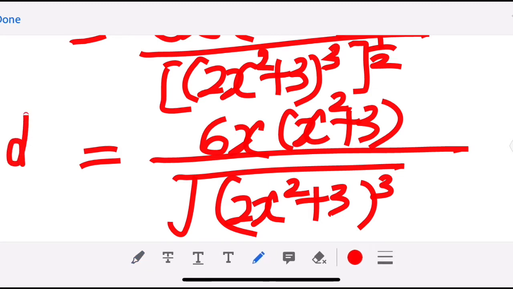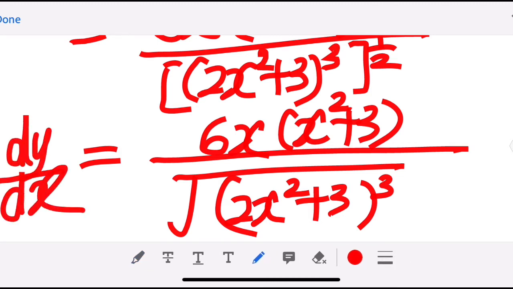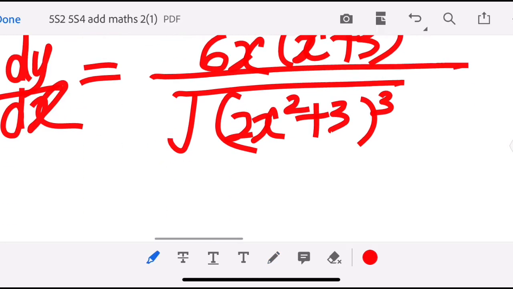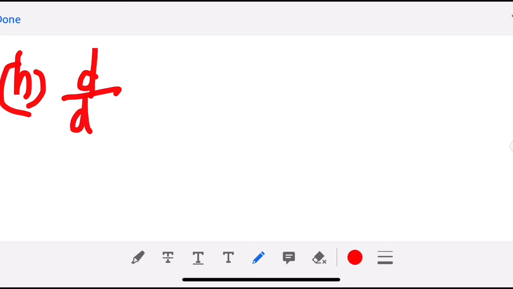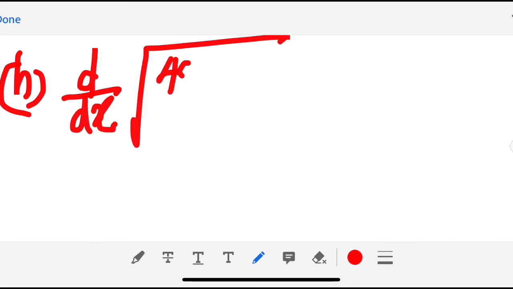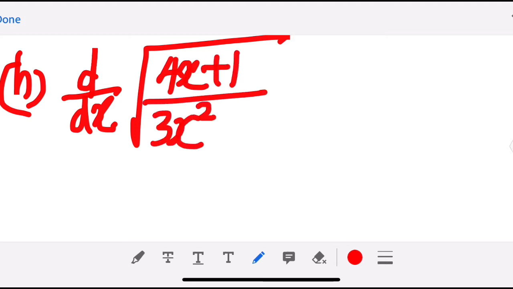Okay, so your answer must be in simplest form, completely factorized. Let's proceed to the last question, which is a bit tough. For part h, you are given this: d/dx of the square root of (4x plus 1) over the square root of (3x squared minus 7).